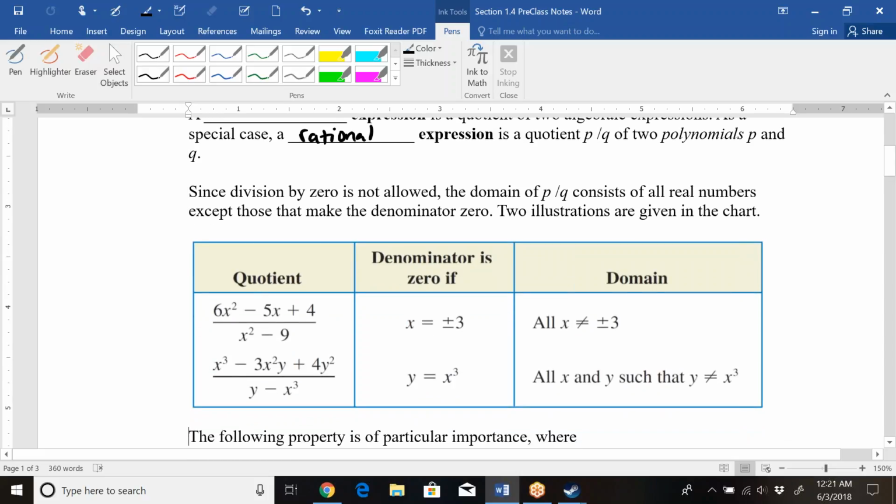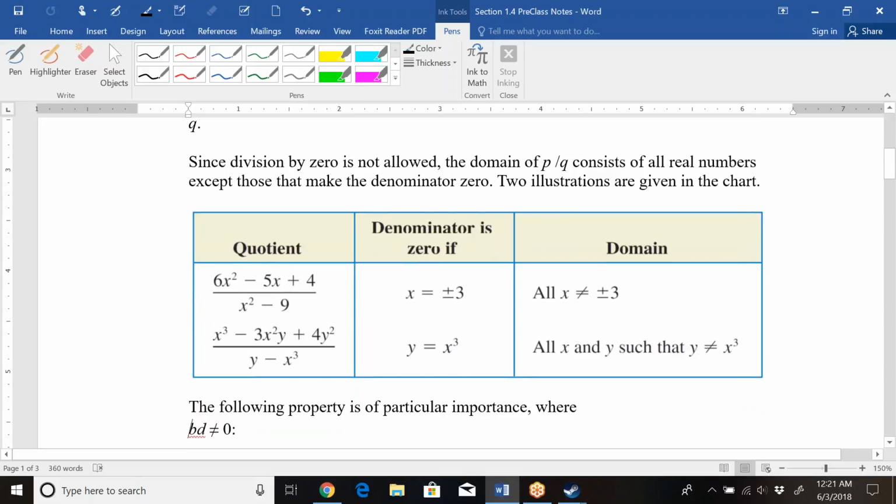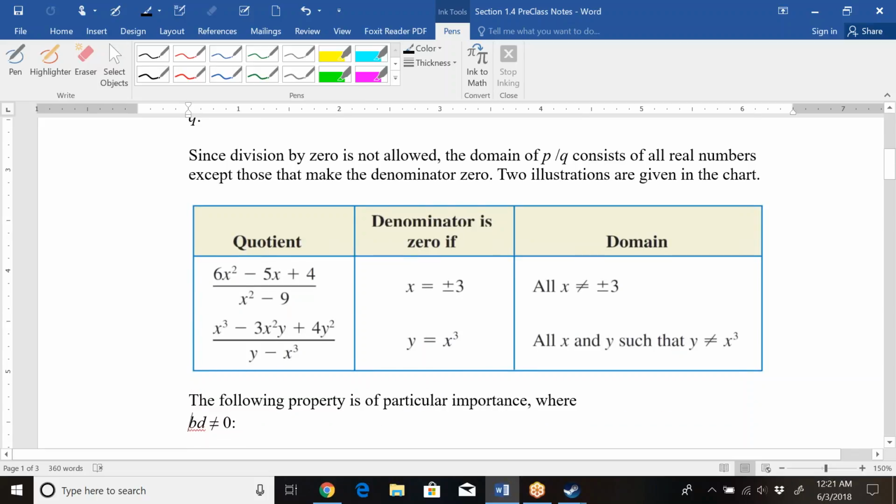So since division by zero is not allowed, the domain of P over Q consists of all the real numbers except those that make the denominator equal to zero. So we really don't want our denominator to equal zero because that is an undefined value. For example, if this was our polynomial over polynomial, so this is a rational expression, to figure out what makes the denominator equal zero, we typically try to factor it if it's one variable, or sometimes even two. Especially if it's one variable, you can tell that -3 and +3 would make those two different factors equal zero, so we have to say that it's all real numbers except plus or minus 3.